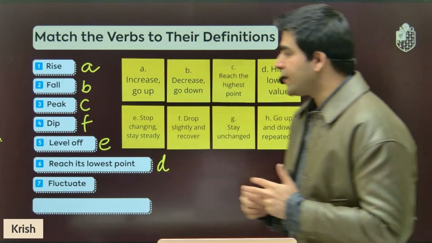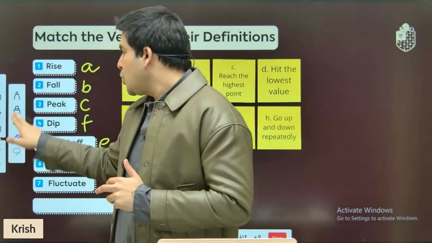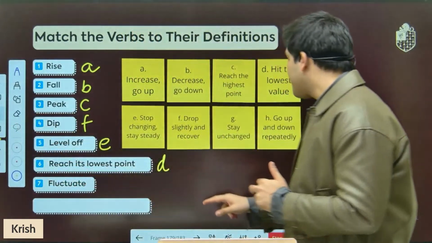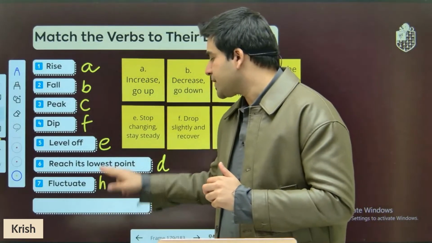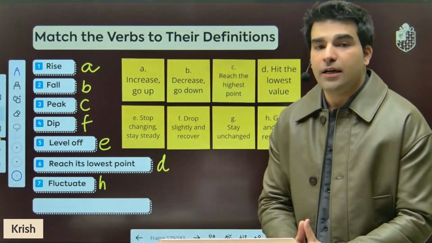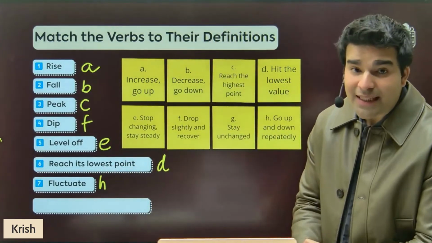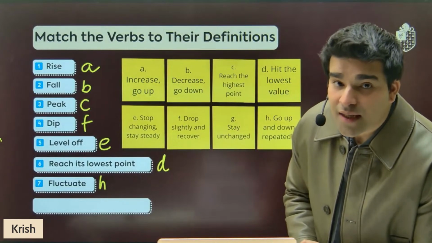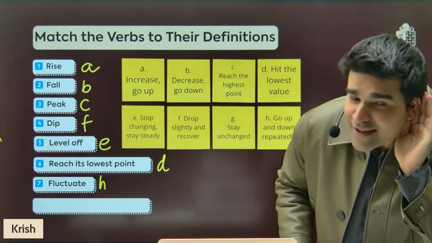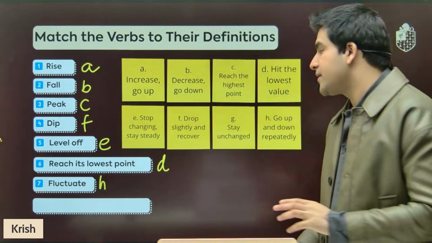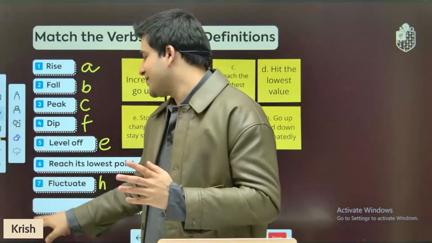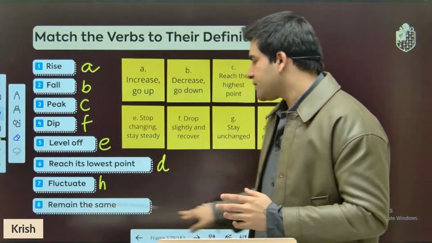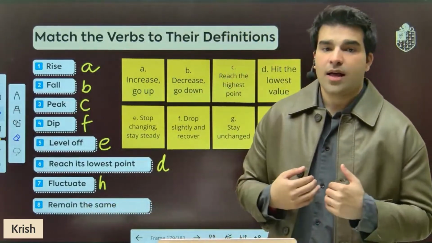If it's going up and down, let's have a look. If it's going up and down repeatedly, it's called fluctuate. All right? If it's going up and down repeatedly, it is called, I didn't hear it. Hello, I didn't hear it. Fluctuate. And the last one apparently is the hardest one, it is remain the same.